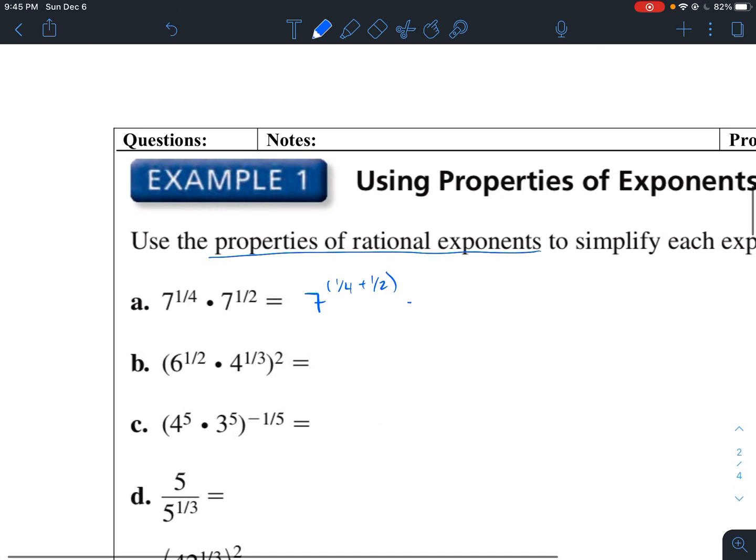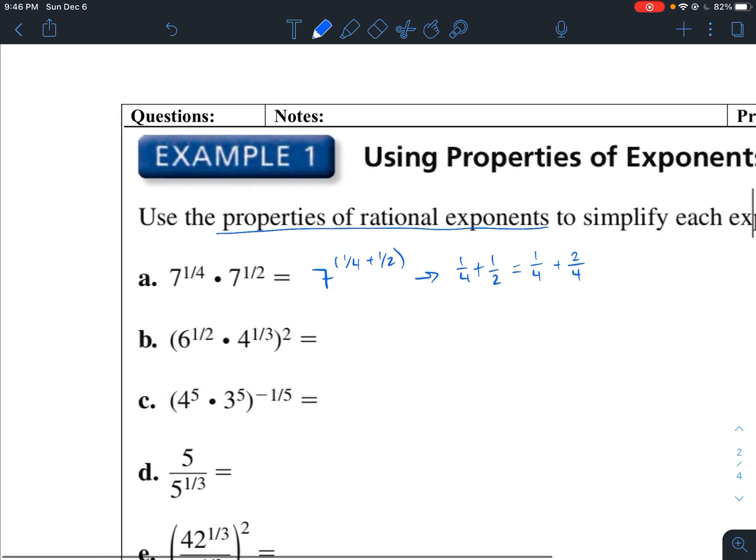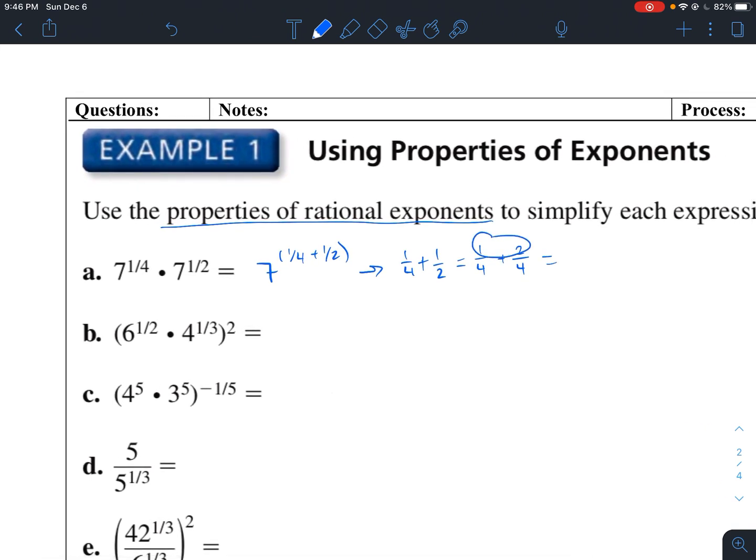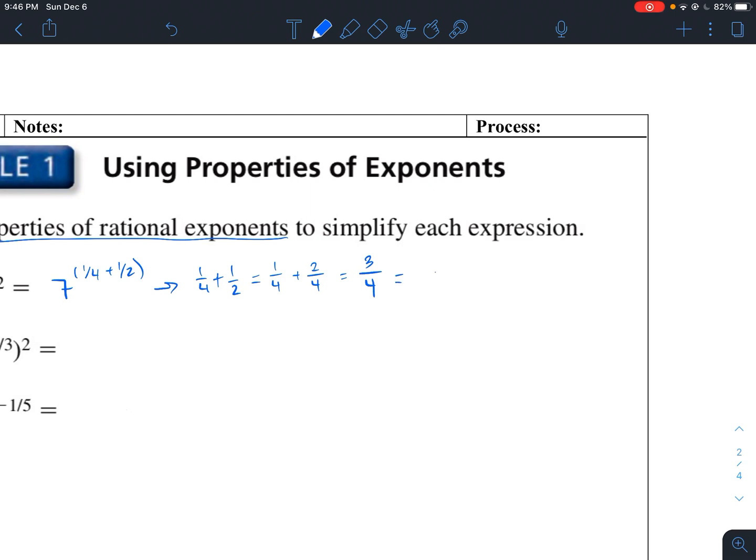So 1/4 times 1/2, well, I need to add these, so I have to make sure that the denominators are the same. I'm going to rewrite 1/2 so that it has a denominator of 4. So 1/2 is the same thing as 2/4. Now that they have a similar denominator, I can add the numerators. So 2 plus 1 is equal to 3 divided by 4. So this is equal to 7 to the 3 over 4.